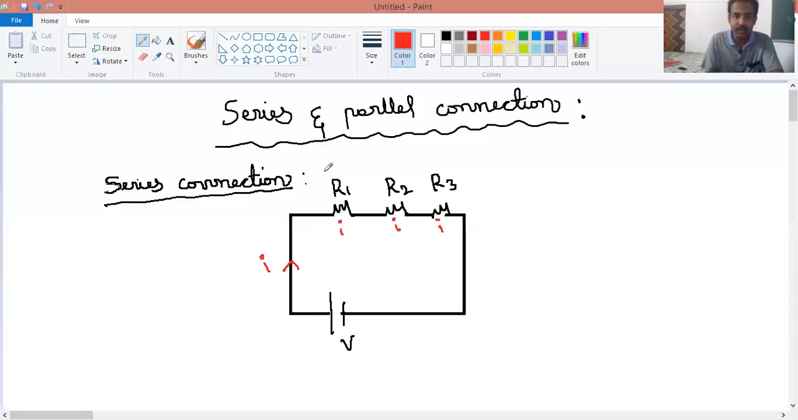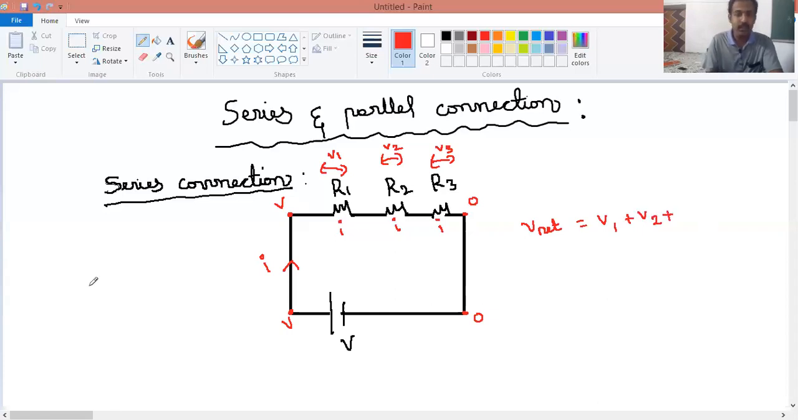Let's call the potential drop across resistor 1 as V1, across resistor 2 as V2, and across resistor 3 as V3. Now, if I want to write the potential drop across the ends of the wire, I call this end V and this end 0. For the connecting wire, the same potential will be there. So V net is equal to V1 plus V2 plus V3.